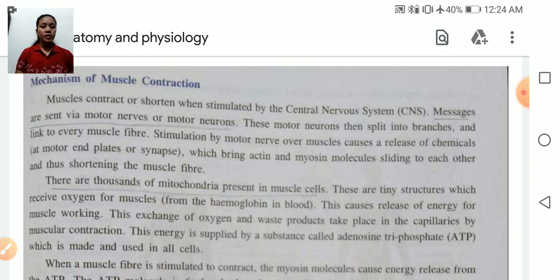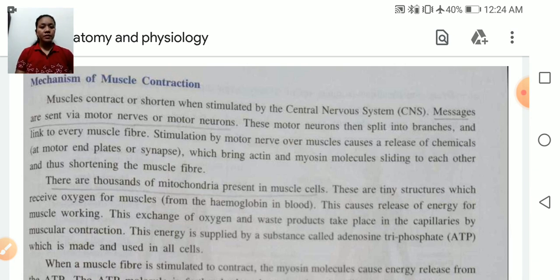When the motor neuron is stimulated, it releases a chemical at the motor end plate, or we can say the synapse. In the synapse, it releases the chemicals over the muscle fibers, and therefore the actin and myosin molecules slide over each other, and thus the muscle fibers shorten. When the actin and myosin filaments slide over each other, it leads to shortening of the muscle fibers. When they do not slide, it leads to lengthening of the muscle fibers.